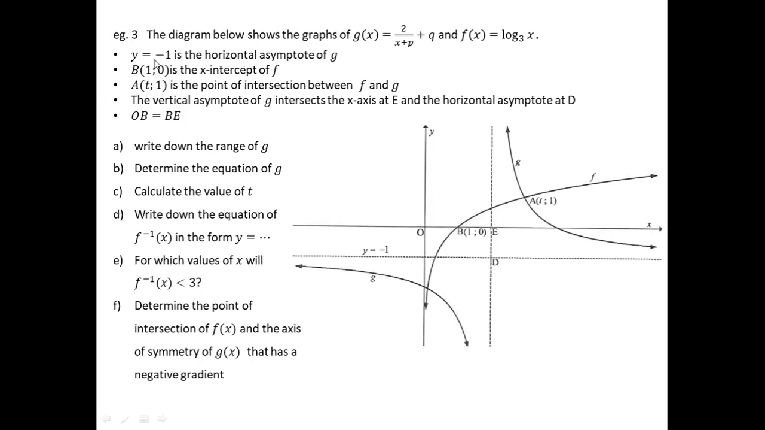Y equals -1 is the horizontal asymptote of g. There it is. Point B, (1, 0), is the x-intercept of f. Point A, (t, 1), is the point of intersection between those graphs. And the vertical asymptote of g intersects the x-axis at E. There it is. And the horizontal asymptote at D. And OB is equal to BE. Then there are all the questions.